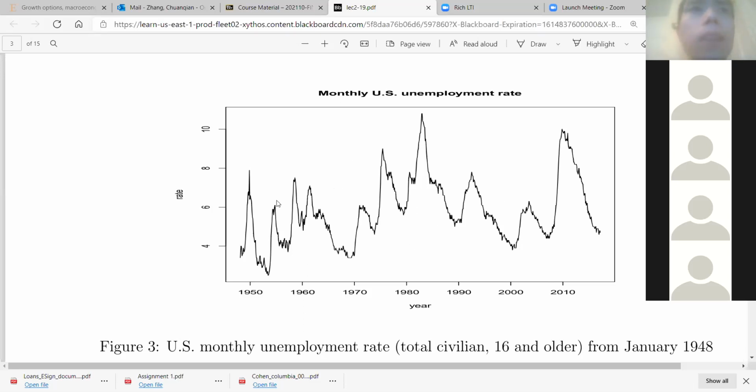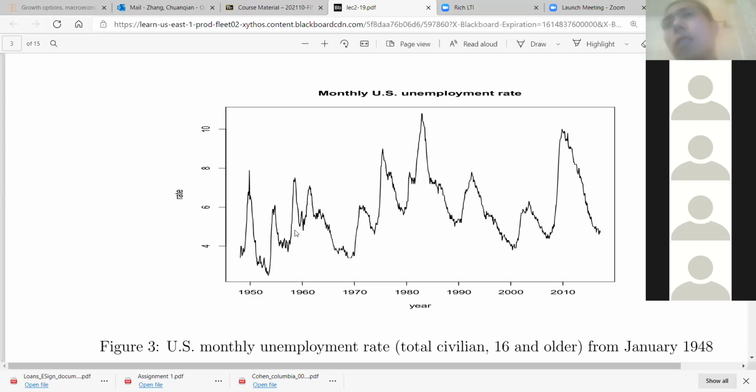And can we say the unemployment rate is stationary? Well, let's talk about the intuition. Do you think the unemployment rate will be increasing or decreasing indefinitely as time passes by? That means the unemployment rate will increase continuously. In that case, we call it nonstationary.